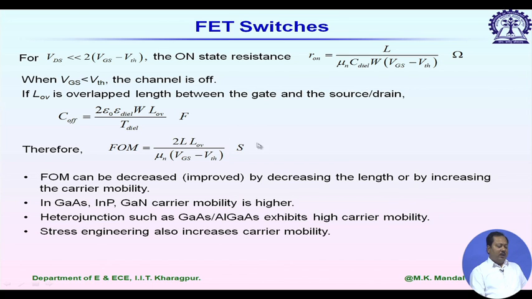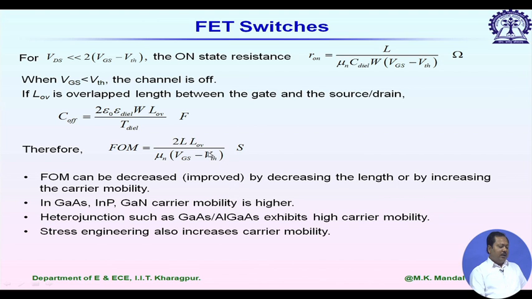Now, for improved figure of merit, what do we have to do? We have to decrease the channel length. Similarly, we have to decrease the VTH. W by L is a process parameter. In that case, we have to use the minimum value, so that you can have a lower figure of merit value for improved performance of the switch.